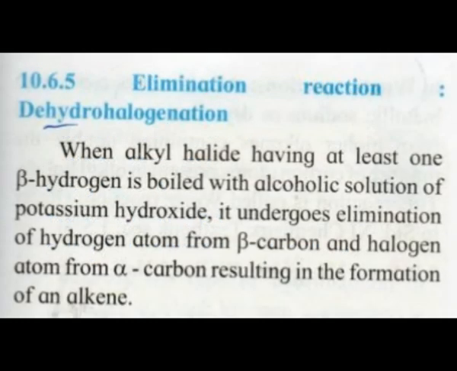Yes, we are on to the last topic, that is some different reactions of alkyl halides, and we begin with the elimination reaction. Elimination reaction, also known as dehydrohalogenation. So, when an alkyl halide having at least one beta hydrogen is boiled with alcoholic solution of potassium hydroxide, it undergoes elimination of a hydrogen atom from a beta carbon and a halogen atom from the alpha carbon, resulting in the formation of an alkene.